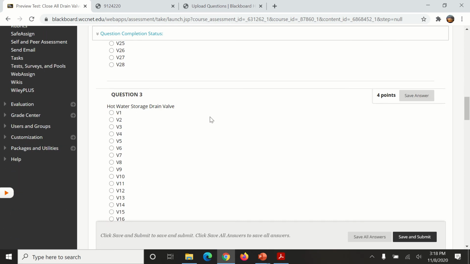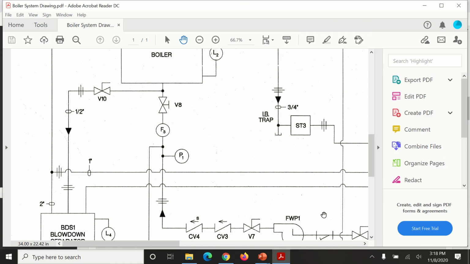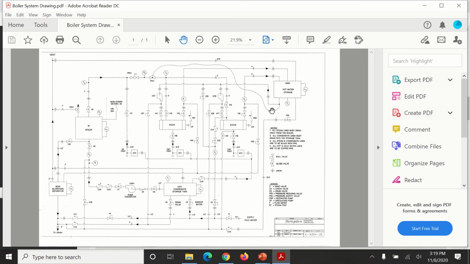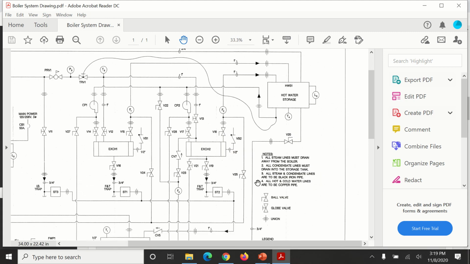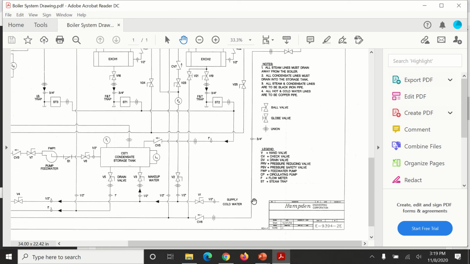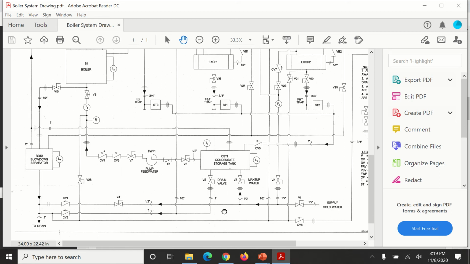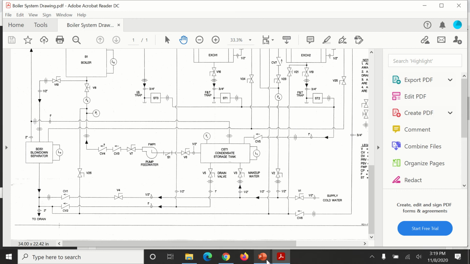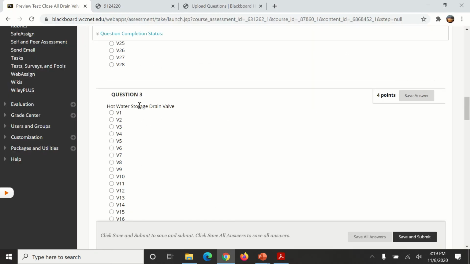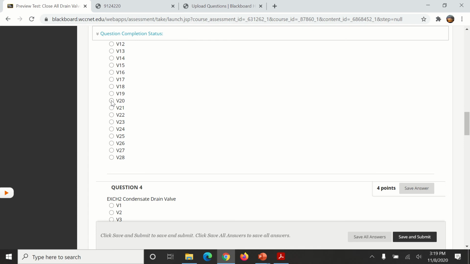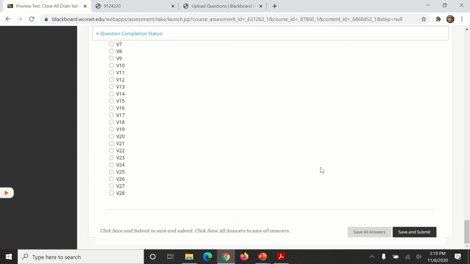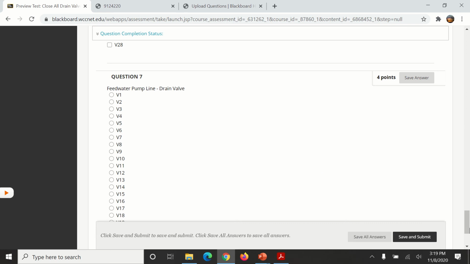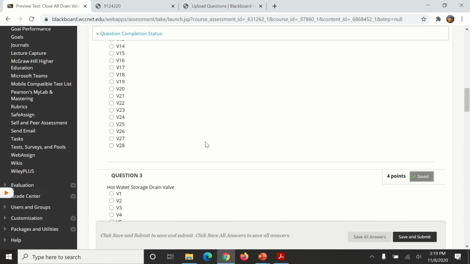Now you're going to the hot water storage drain valve, and I'm going to expand this a little bit. Here's the hot water storage tank, and there is a valve number 20 that looks like it goes all the way down here and across to the drain. So I'm going to say that the hot water storage drain valve must be valve number 20. Now you're going to go through, there's several drain valves, 7 of them. You're going to identify all those.